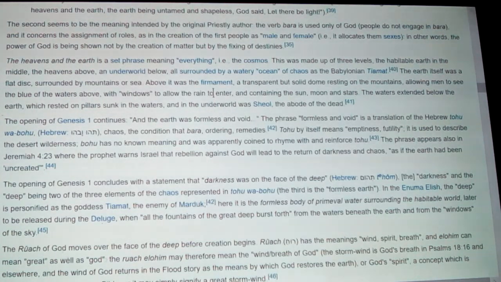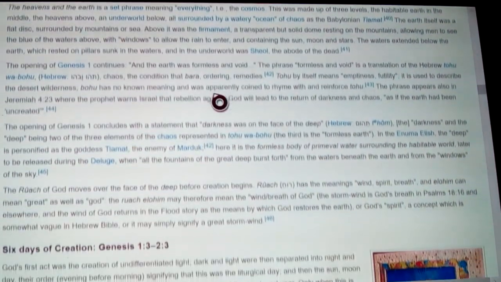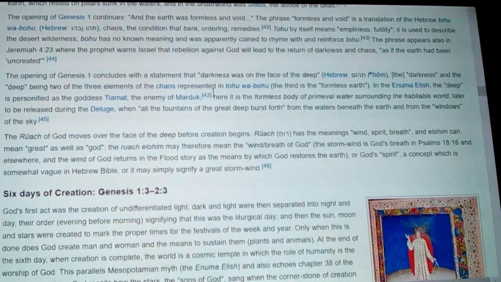So we're talking about the opening of Genesis, and it continues: and the earth was formless and void. The phrase formless and void is a translation of the Hebrew tohu wabohu, and that's the chaos condition that starts everything. In the biblical idea, there is this chaos that comes to order, just like in the Greek and Roman stories and in the Egyptian stories, where there was this chaos that had happened and it comes back to order. And I'm telling you that the story's not as old as the earth. It's weird, but they put it all together at one time because people have no recollection from the time before.